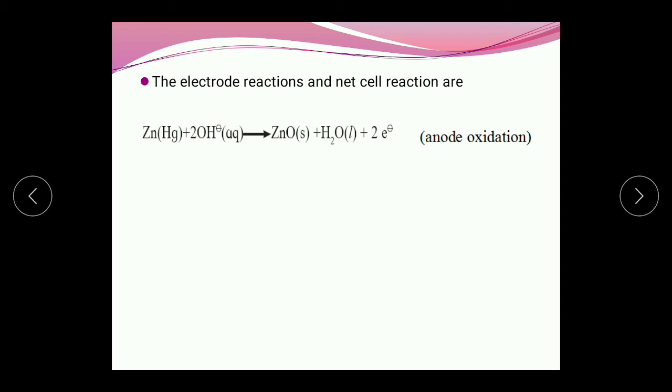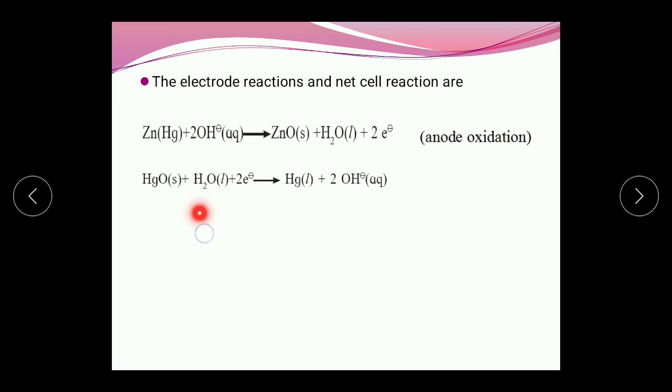Those OH minus ions will react with zinc amalgam to give zinc oxide, H2O plus 2 electrons. This is anodic oxidation. Now, what is the cathode? The cathode is mercury and carbon. Here, that mercury will form mercuric oxide.